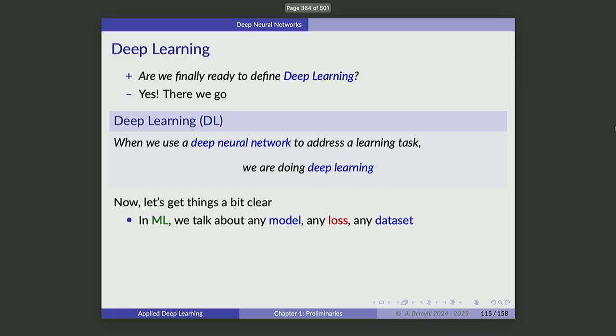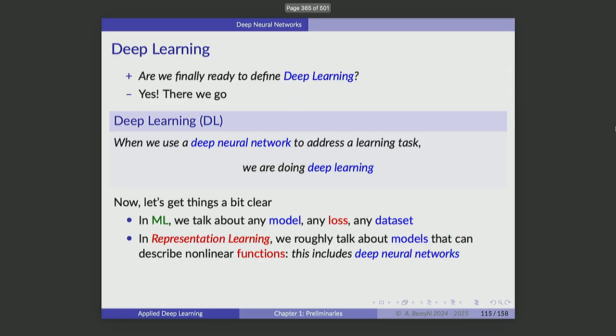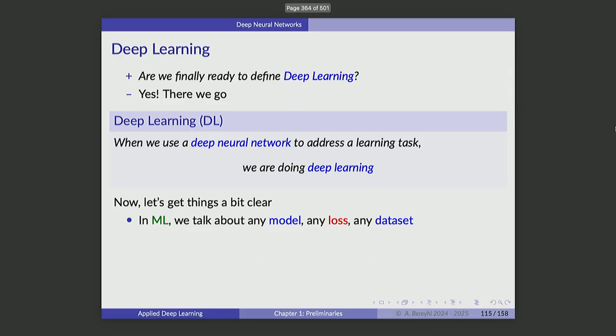So you have model, loss, and data set, as I told you, and the model here, when you are doing deep learning, is always going to be the deep neural network, right? So we talked about machine learning, right? And when we talked about machine learning at the very beginning, I didn't tell you that you are supposed to use any specific model, right?